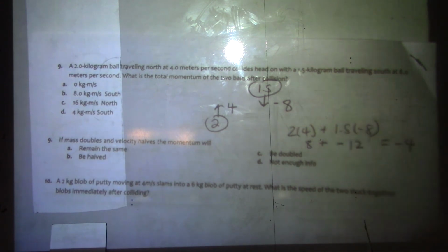A 2 kilogram trawl is going north at 4 meters per second. And we've got a 1.5 that is going south at 8, so I need to make that a negative. And to find the total momentum, I'm just going to find the two momentums and add them. So 2 times 4 plus 1.5 times negative 8. 2 times 4 is 8 plus negative 12. That gives me negative 4. The 4 means that it would be in the south direction, so 4 south.